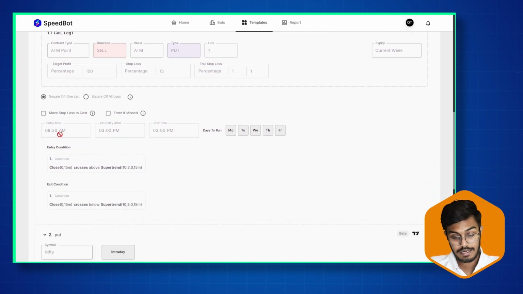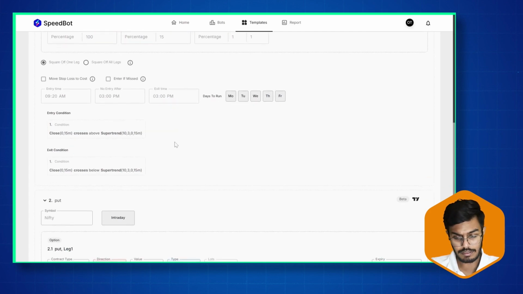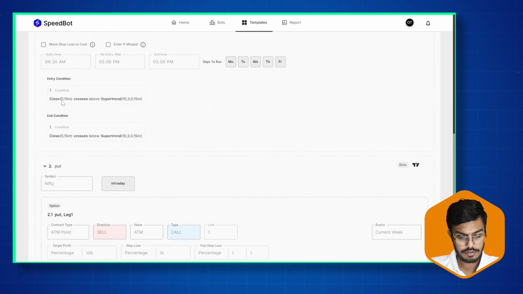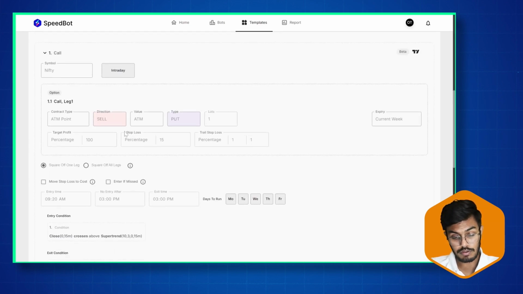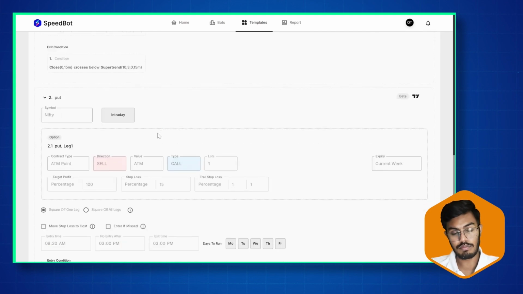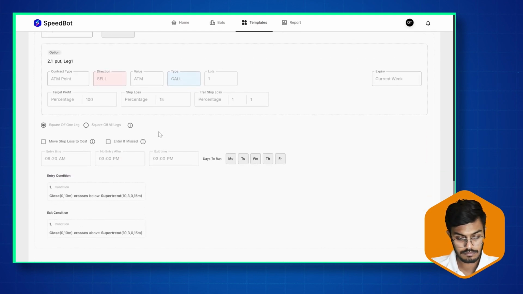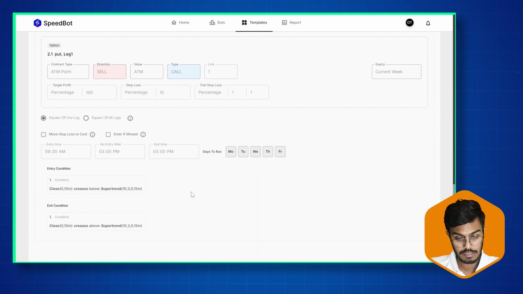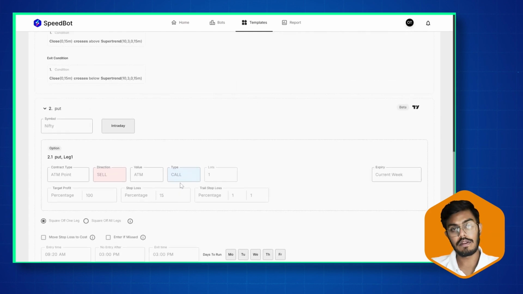So the bot will be activated at 9:20. And I do not wish to take any further entries or any fresh entries after 3 p.m., and exit time at 3 p.m. Entry condition is the 15-minute time frame. Whenever the close or the LTP crosses above the Super Trend, that is of 10,3, I'll take the put side position, that is, I'll be shorting the put, and similar things for the call side.